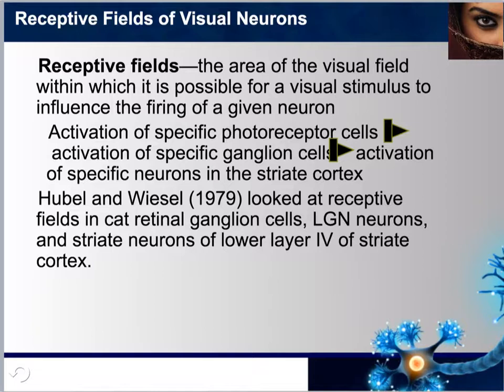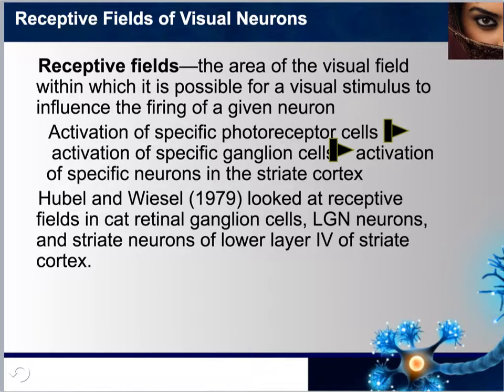The receptive field of a visual neuron is the area of the visual field within which it is possible for a visual stimulus to influence the firing of that neuron. The final step in this study was to record the responses of the neuron to various simple stimuli within its receptive field in order to characterize the types of stimuli that most influence its activity.